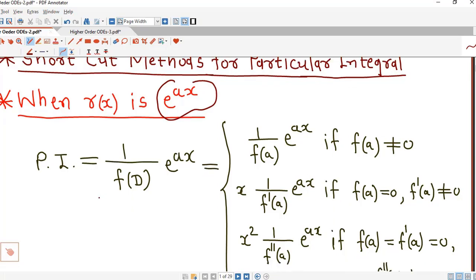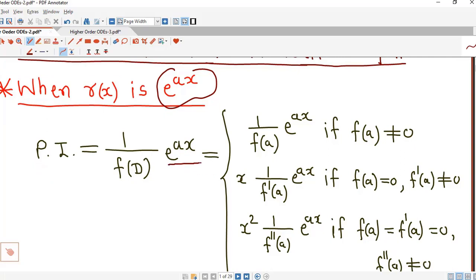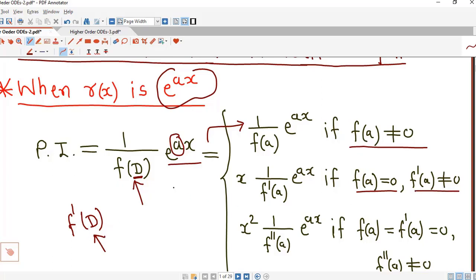So as we have discussed, if the right hand side function is e raised to ax, then to find the particular integral, we will put D equal to this a in f of D, and if f of a is not equal to 0, then this is going to be our particular integral. Now after putting D equal to a in f of D, if the function becomes 0, that is if f of a becomes 0, then we find f dash D, and we put D equal to a in f dash D.